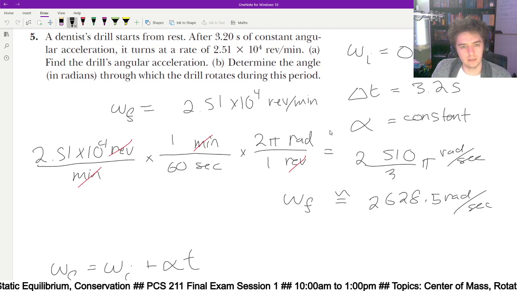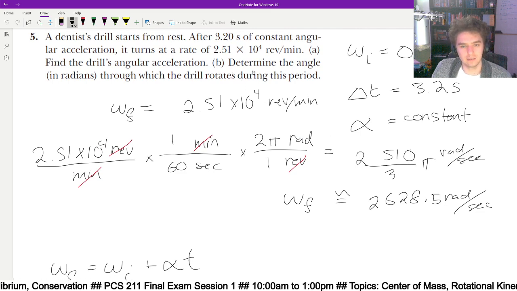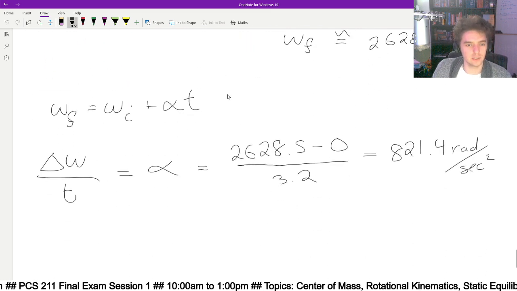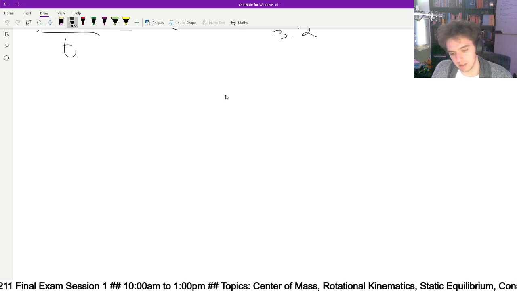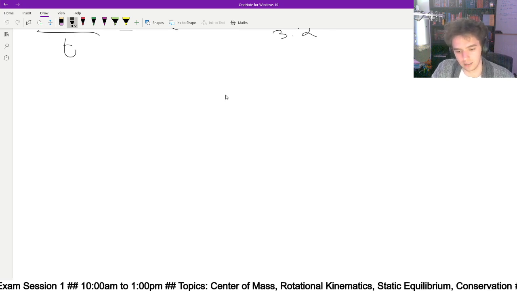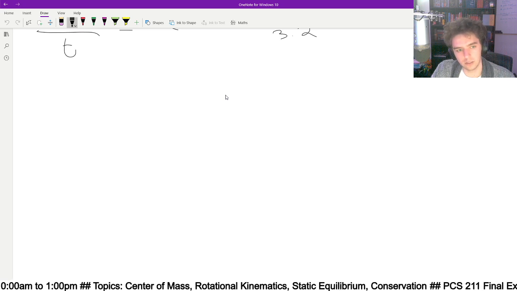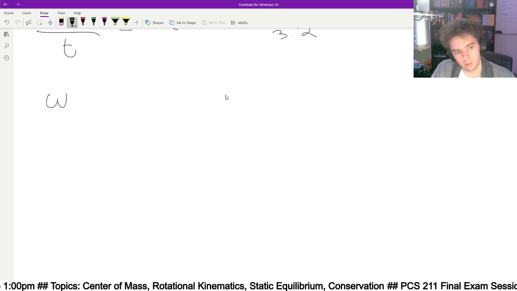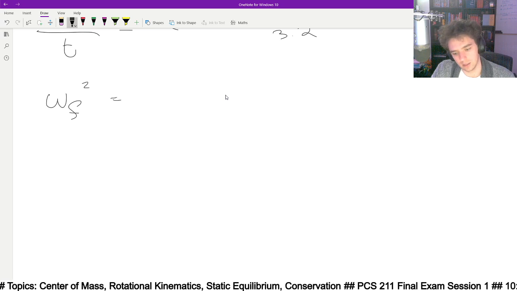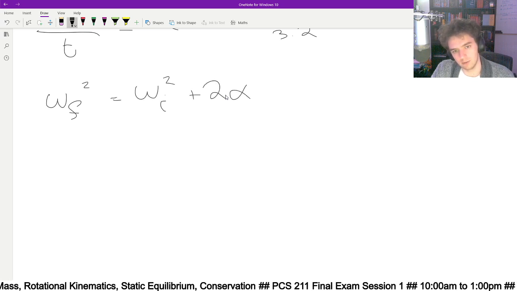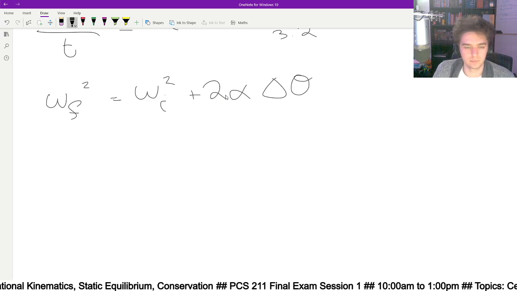So part B. Determine the angle in radians through which the drill rotates. So we're going to use our delta theta. We can use either of two of the kinematic equations. Let's use just this one, the one we used before: omega f squared equals omega i squared plus 2 alpha delta theta.